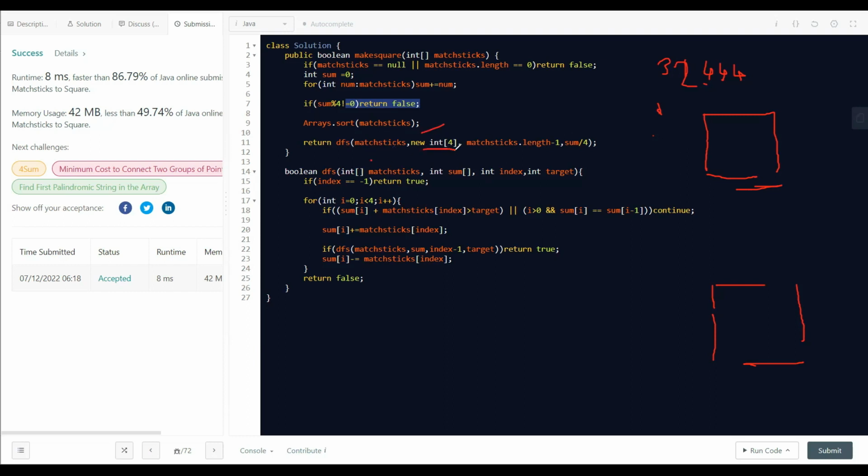We took a length of the sums array, for the length 4, so that we can keep each of the sides in a place. Next, we got the matrix length -1, so that we can start with our top rightmost element. So that's the length minus the index we are going ahead with. And then sum by 4, sum by 4 being the target.